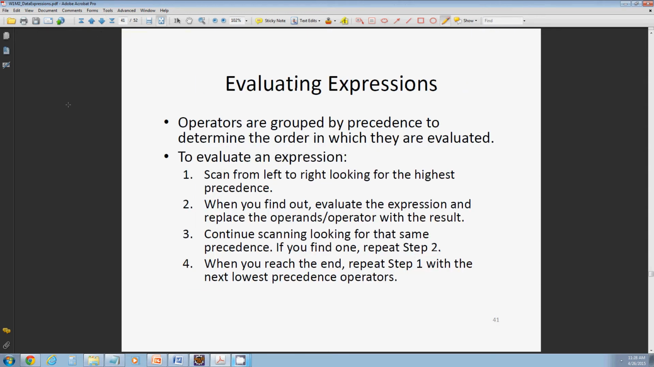So when we think about using these operators to evaluate expressions, what we need to know about is the precedence. So what operators are evaluated first? And to do this, we take an expression, we look from left to right, looking for the highest precedence. When we find an operator of the precedence that we're looking at, we stop, we evaluate the expression, replace that operator and its operands with the result, and then we keep looking till we reach the end of the expression. Then we go back to the beginning, and we start again looking for the next operator of the next lowest precedence.